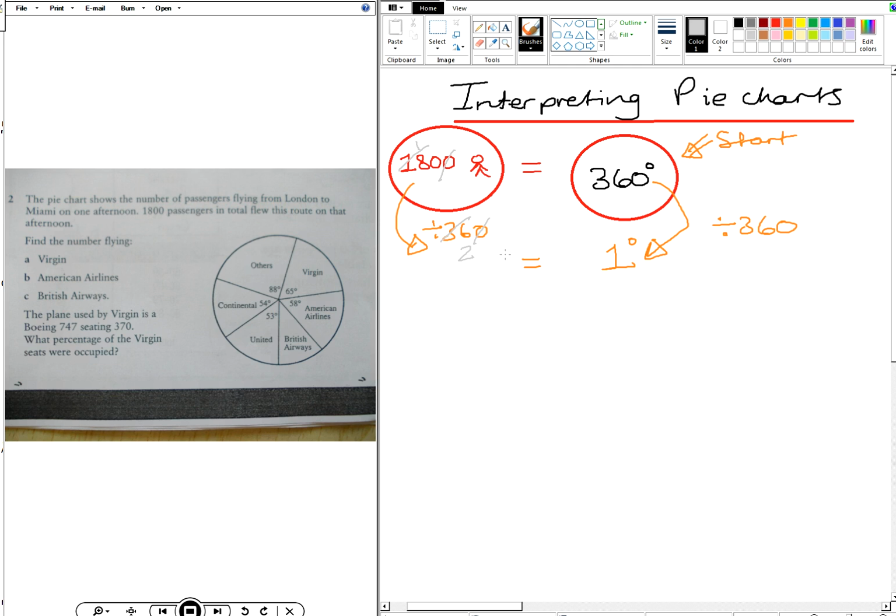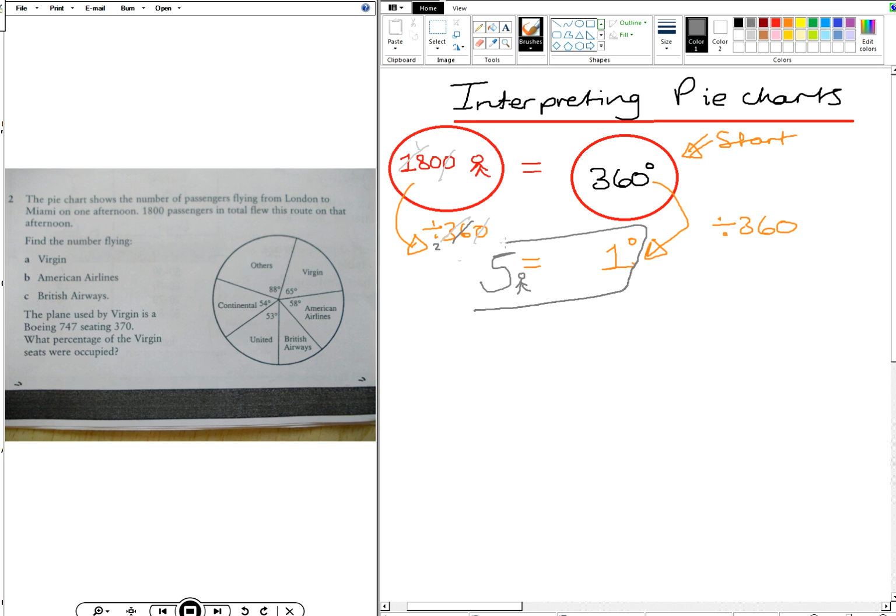So the actual answer here, I've got the 2 in the way. Just give me one moment while I get rid of this 2 here. I'll put the 2 somewhere else. So the answer here is 1 degree stands for how many people? 5 people.